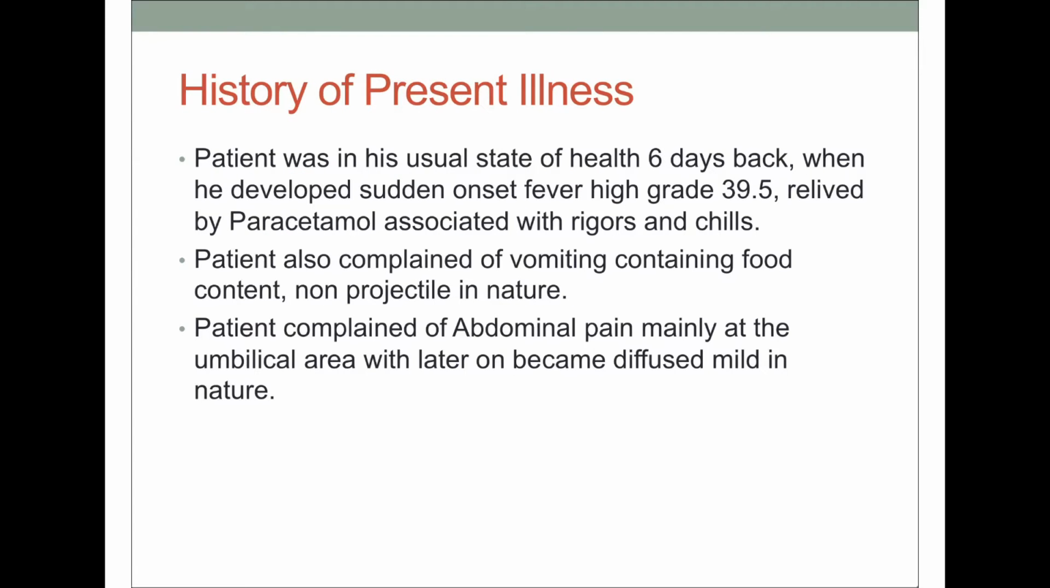Patient was in his usual state of health 6 days back when he developed sudden onset fever, high grade 39.5 degrees Celsius, relieved by paracetamol, associated with rigors and chills. Patient also complained of vomiting containing food content and non-projectile in nature. Patient also complained of abdominal pain, mainly at the umbilical area, which later on became diffused, mild in severity.